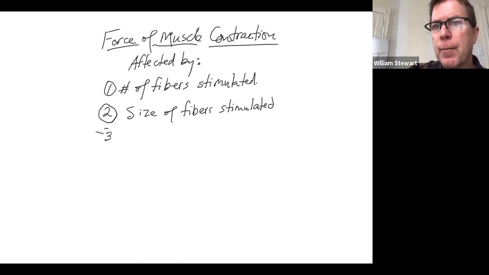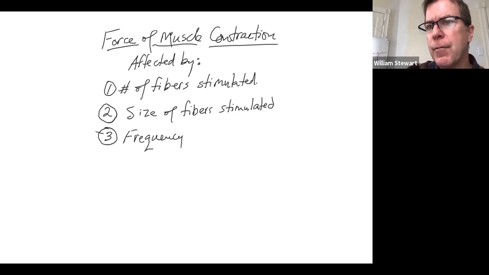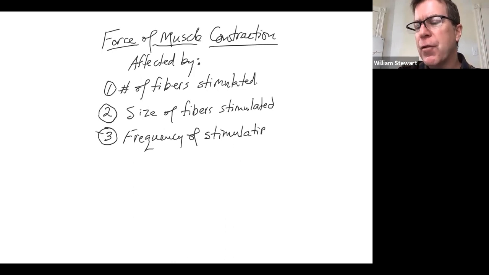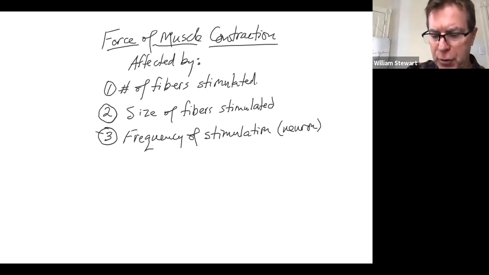Number 3, the frequency of stimulation. That can be additive. Just think of the temporal summation that we talked about last time. The frequency of stimulation, that refers to the neuron or nerve cell. So the higher the rate that the nerve cell stimulates the muscle fiber, the more contractile force is produced.